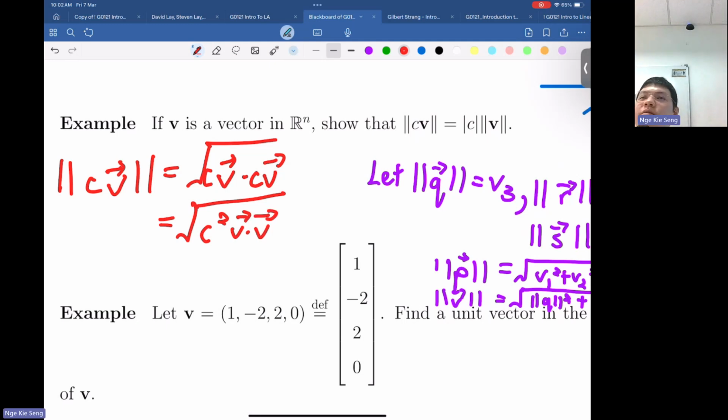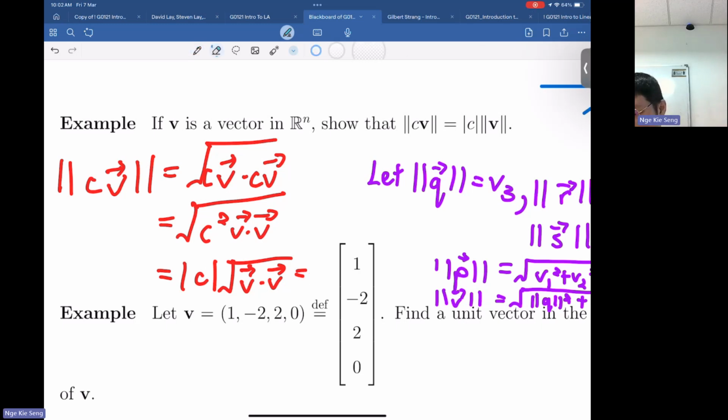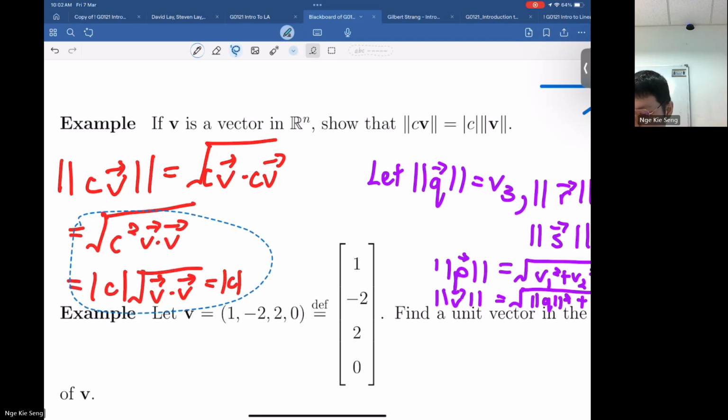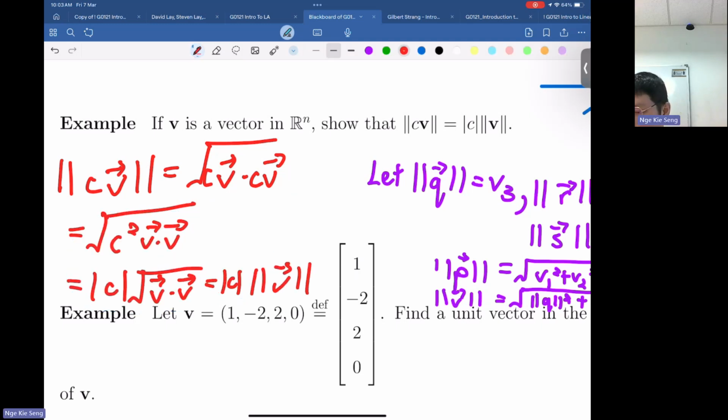Okay, but you got the square root on c square, right? Meaning what? It's just the absolute value of c. So it's just the absolute value of c times the length of v. Okay, so this c square will clean your minus signs here.